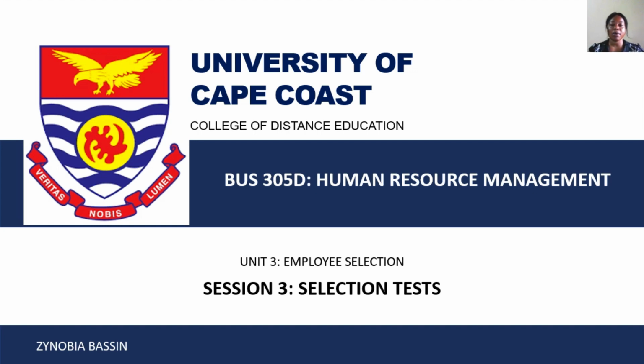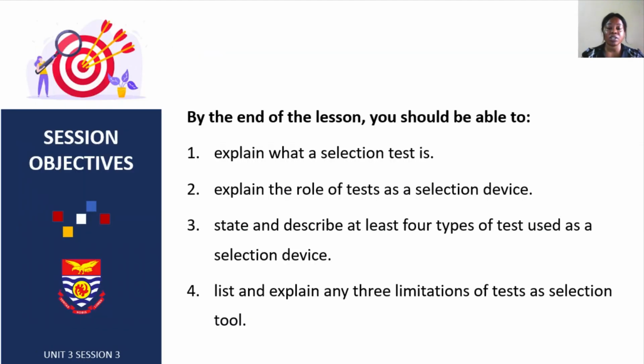Here we are going to learn about selection tests that job applicants go through for selection. At the end of this unit, we shall be able to explain what a selection test is, explain the role of tests as a selection device, state and describe at least 4 types of tests used as a selection device, and list and explain any 3 limitations of tests as a selection tool.